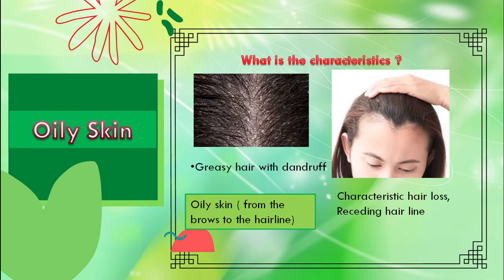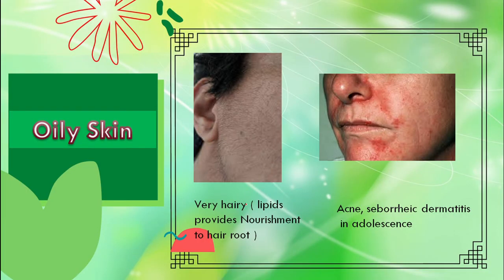Basically, we experience that those who have oily skin also have greasy hair with dandruff. Second, oily skin from the brow to the hairline. Most of the time you can feel a slight oily layer near the nostrils, chin, on the face. Hair loss and receding hairline is also a characteristic. Acne and seborrheic dermatitis in adolescence is also a characteristic of oily skin, as I already discussed.